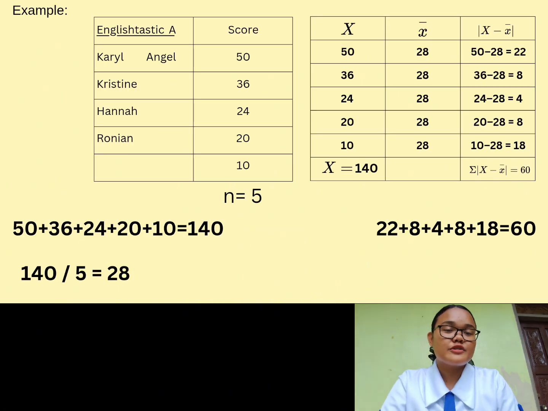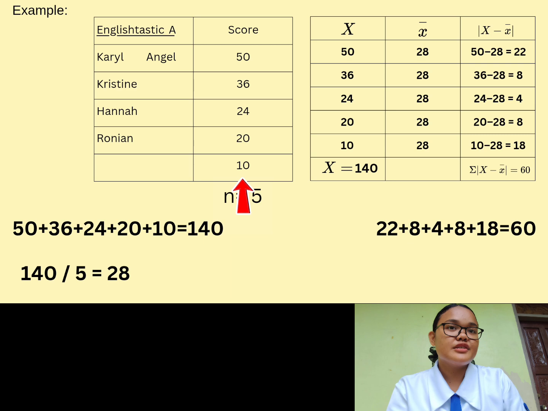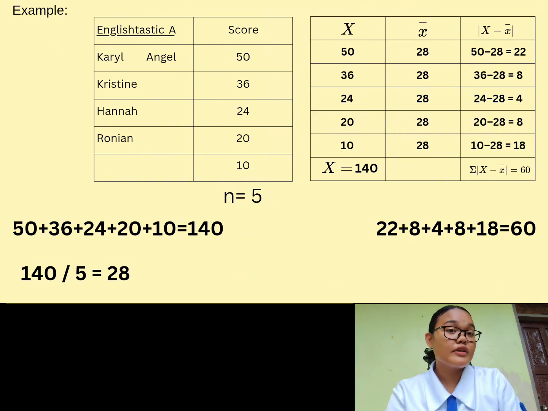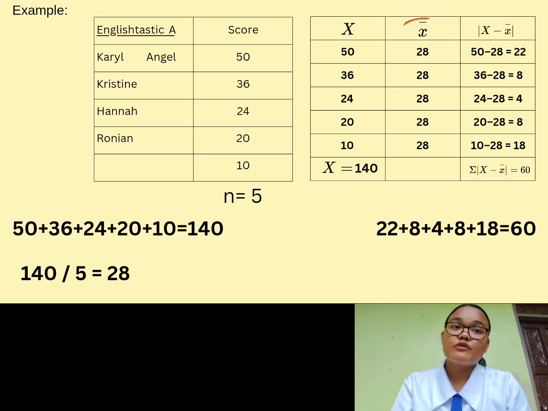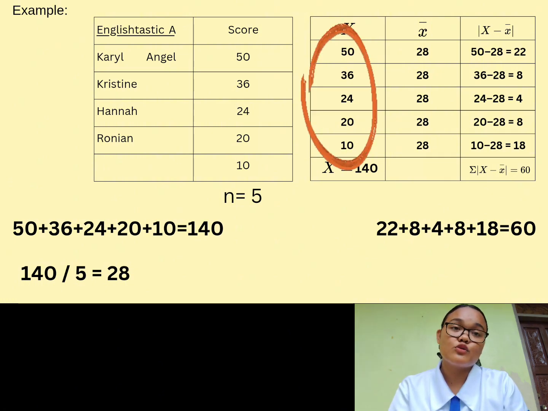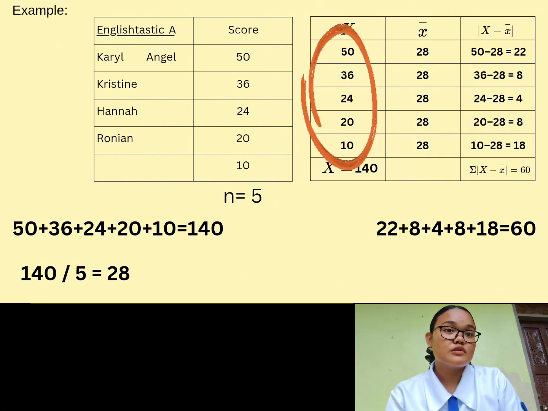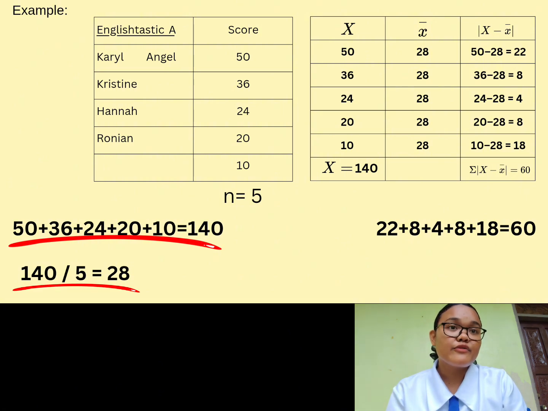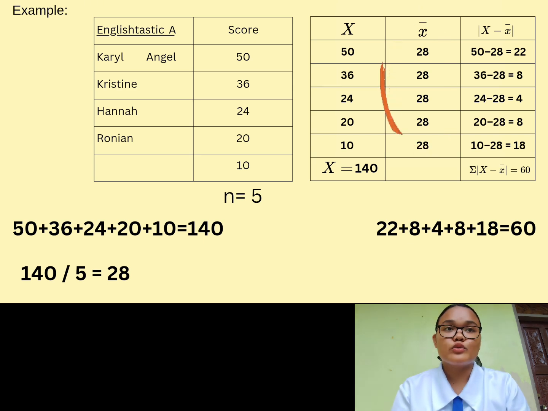For example, you have the scores of the English Statistic A: 50, 36, 24, 20, and 10. This will become our x, or the individual value. To complete the formula, we need to find the x bar, or the mean. To find the x bar, we need to sum up all the x values and then divide by 5, since there are 5 scores. So 50 plus 36 plus 24 plus 20 plus 10 divided by 5 is equal to 28. So our x bar, or mean, is 28.